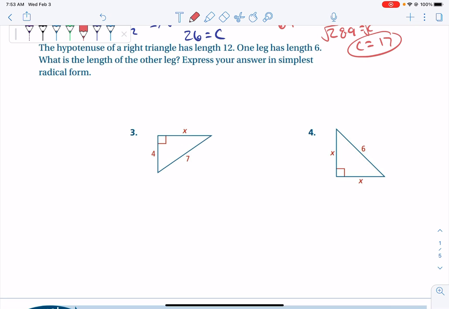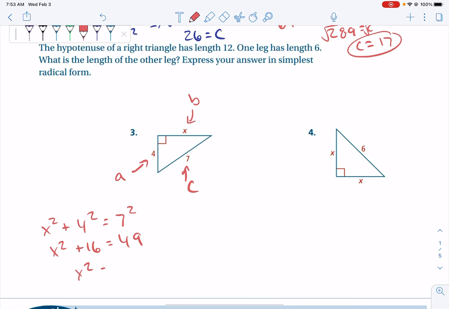So number 3, this time it gives me C and it gives me one of the legs and it wants me to find the other. It doesn't matter which one you call which. I can call this one A and this one B, which means x squared plus 4 squared is equal to 7 squared. So x squared plus 16 is equal to 49, which means x squared, when I do my railroad tracks, x squared is equal to 33 because I minus 16 from both sides. So when I take the square root of both sides, x is equal to the square root of 33.